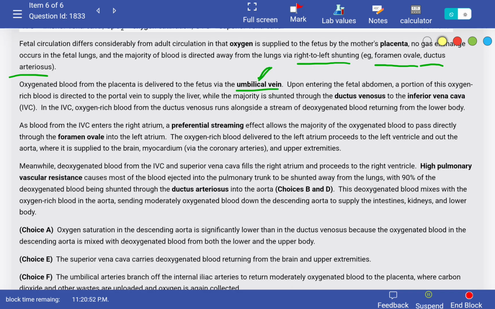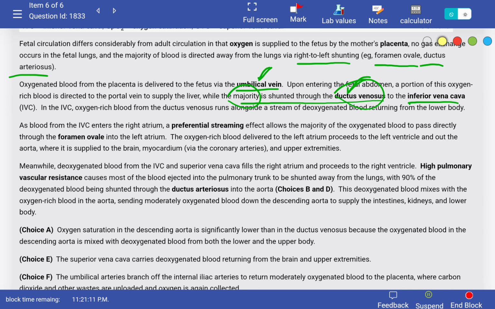Oxygenated blood from the placenta is delivered to the fetus via the umbilical vein, as I mentioned. Upon entering the fetal abdomen, a portion of this oxygen-rich blood is directed to the portal vein to supply the liver, while the majority of this is shunted to the inferior vena cava via the ductus venosus. Majority is shunted, right? This is important.